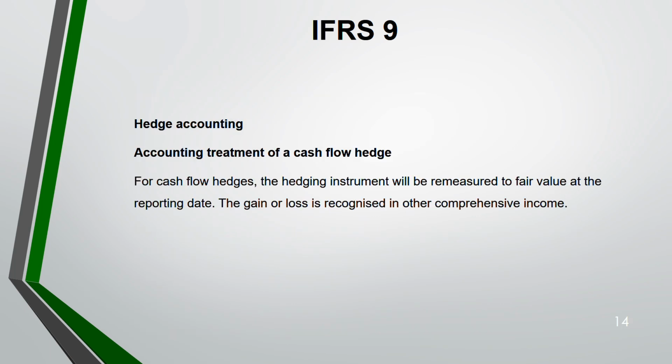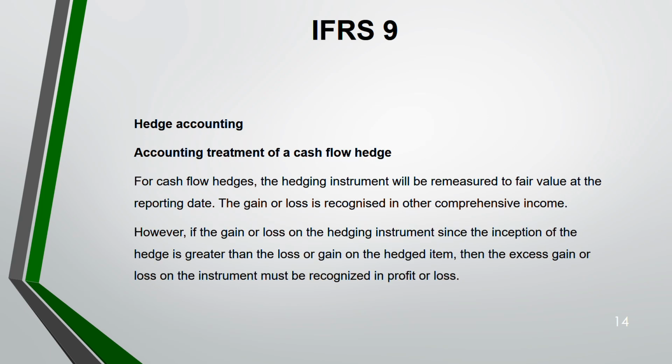For a cash flow hedge, the hedging instrument will be remeasured to fair value at the reporting date. So the gain or loss is recognized in other comprehensive income. See, if it's a fair value hedge, the change in fair value will be recorded in profit and loss. But if it's a cash flow hedge, then the gain or loss due to the change in fair value will be recorded in other comprehensive income.